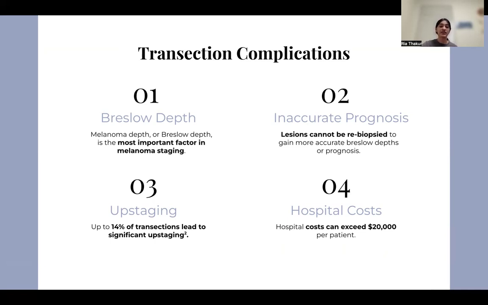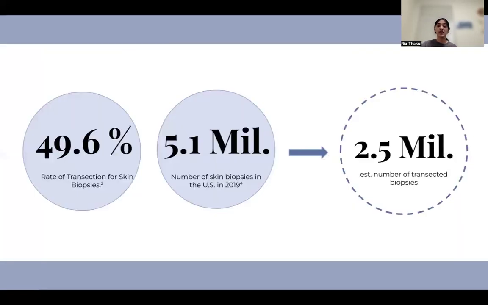This also incurs costs on the clinician side through things such as board reviews, in which a multidisciplinary team tries to resolve the issue, which can add up to more than $20,000 per patient for hospitals. While melanomas are the most severe type of skin cancers, transection poses the same issues for all types of skin cancers, with transections occurring in up to half of the biopsies and 5 million skin biopsies occurring every year. It is estimated that 2.5 million biopsies are transected every year, which means that we need a better method for skin biopsies, a method by which we can standardize the extraction of lesions.